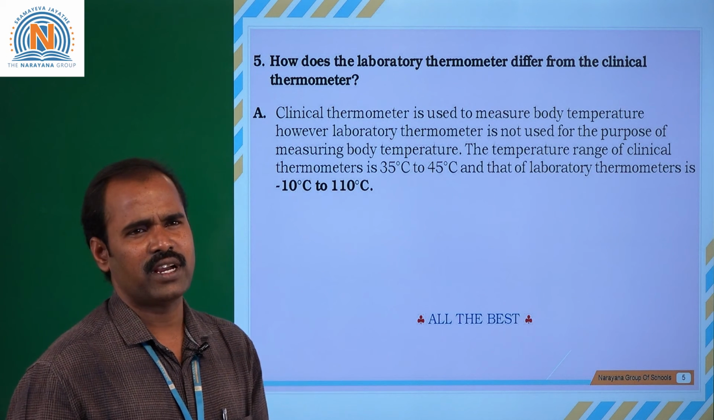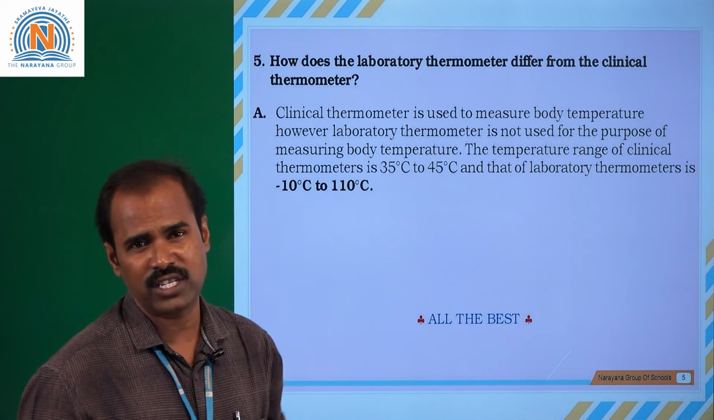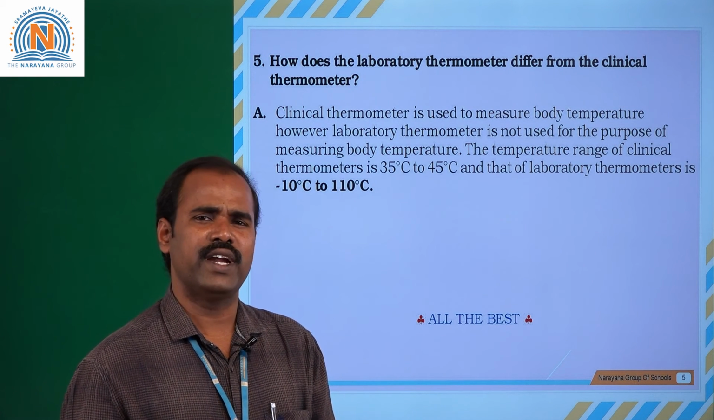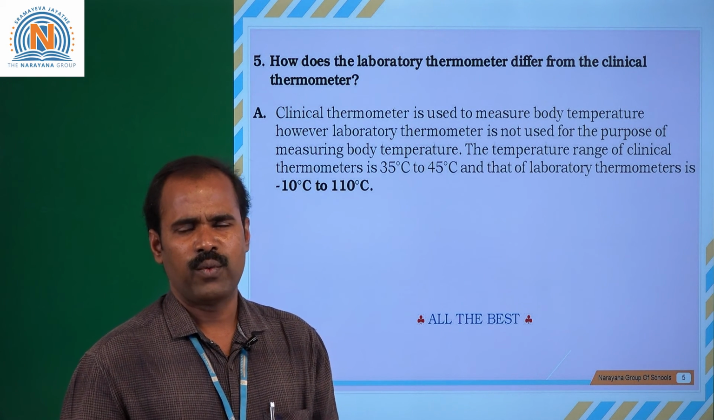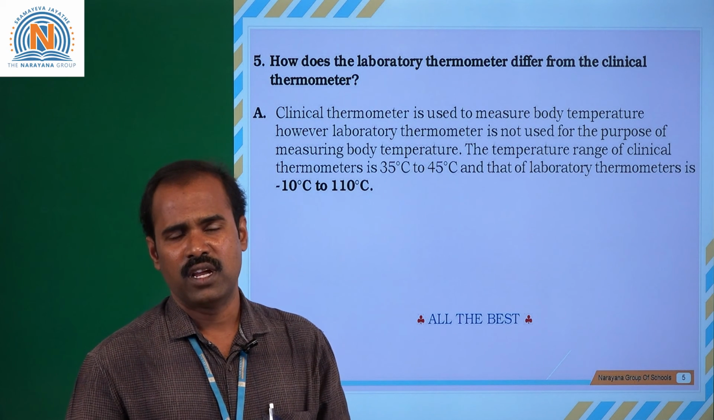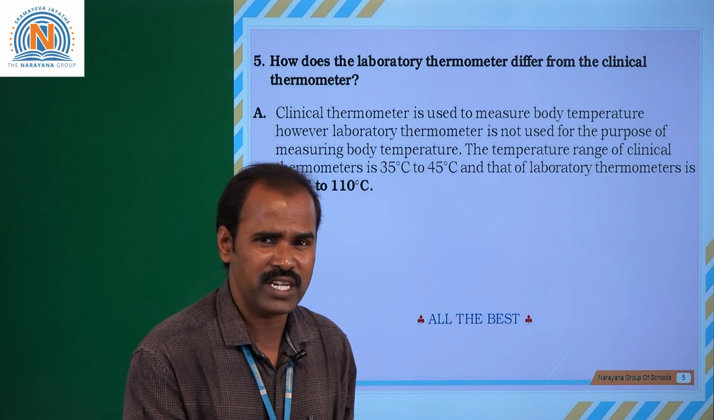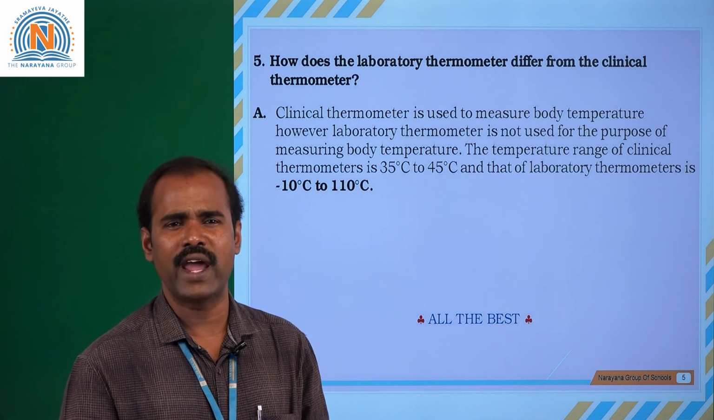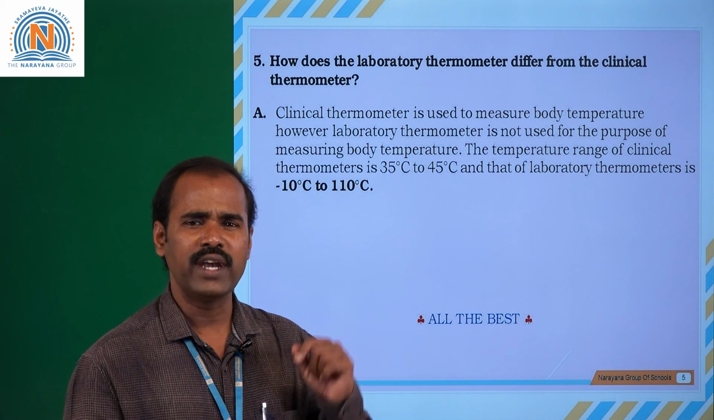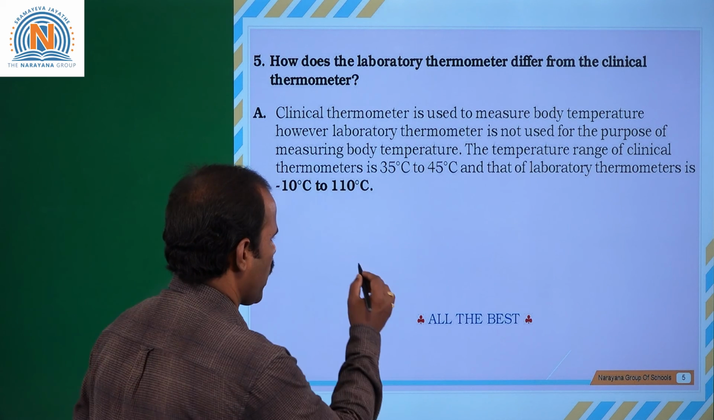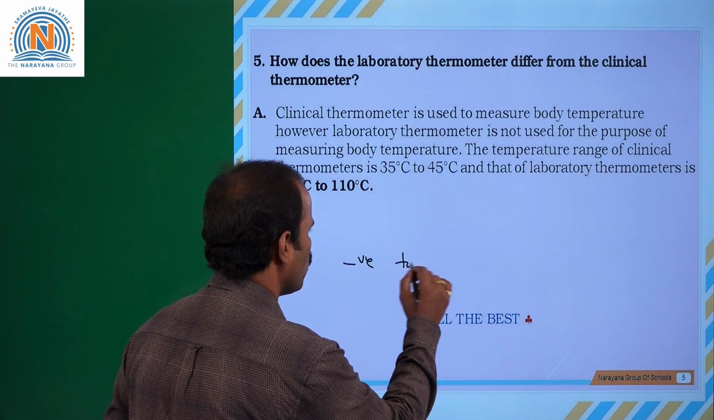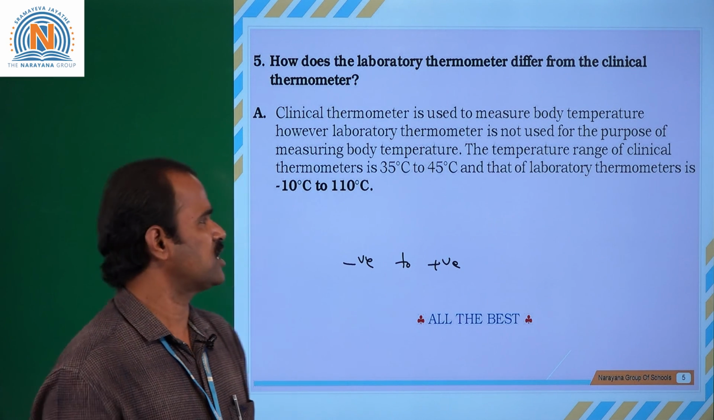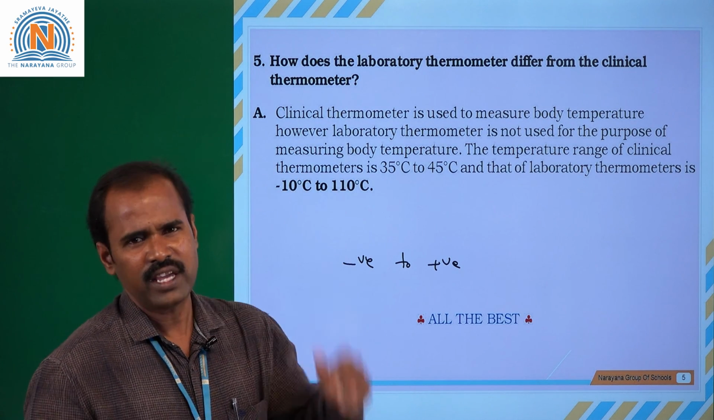Similarly, the range of the clinical thermometer we just discussed is 35 to 45 degrees Celsius, whereas the laboratory thermometer can measure low temperatures as well as high temperatures. Negative temperatures also can be measured, that is minus 10 degrees Celsius to 110 degrees Celsius, negative values to positive values, using a laboratory thermometer. So these are some differences between the clinical and laboratory thermometer.